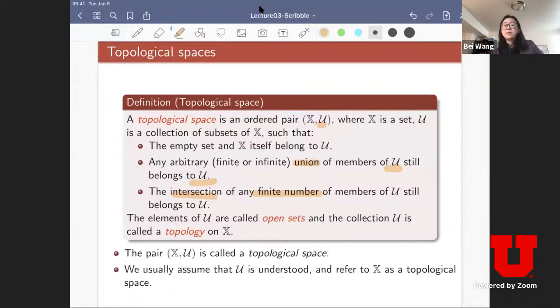So now the elements of this collection are called open sets, and the collection is called the topology, okay? So this is extremely abstract if you have not seen it before. But let's figure out the definitions and we'll see the examples. For example, now this pair is called a topological space. And sometimes when we talk about a topological space, we assume that this collection of subsets is well understood. So we just call X a topological space. Okay. So what is an example?